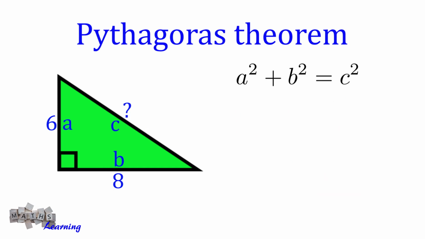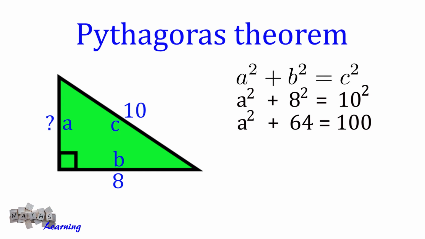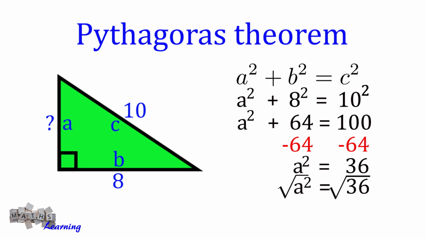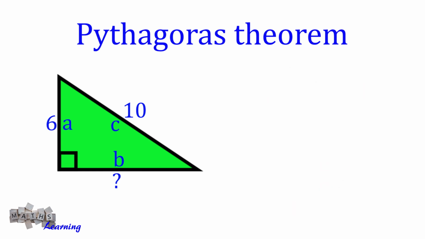Now let's suppose that we did not have the length of one of the shorter sides, in this case a. So a squared plus 8 squared equals 10 squared. So a squared plus 64 equals 100. If we take away 64 from both sides, then we get a squared equals 100 take away 64, which equals 36. So to get a, we just need to square root both sides and we get the answer a equals 6. We would do the same thing for the other side if that was missing.